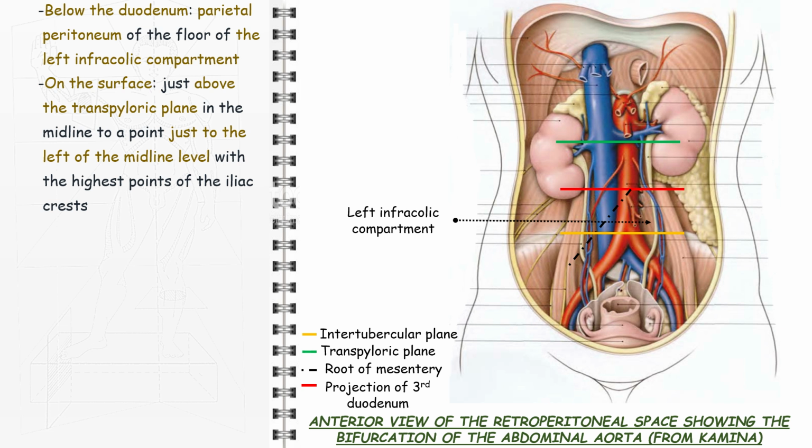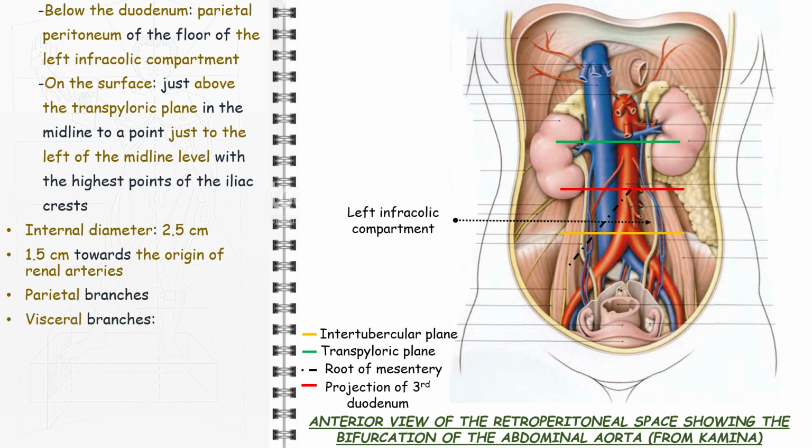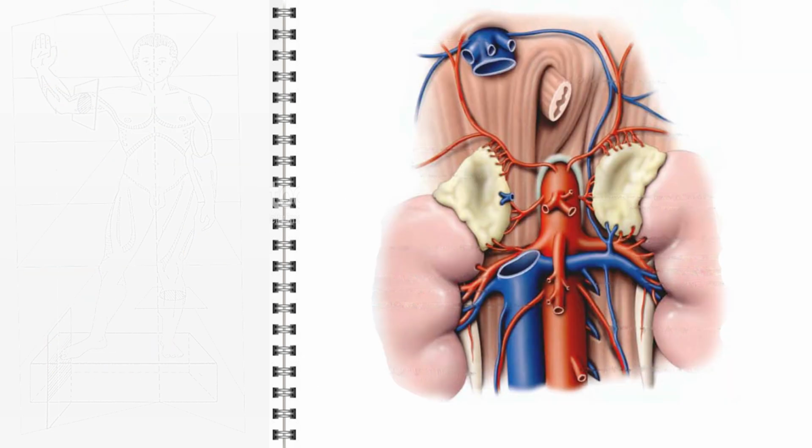The internal diameter of the aorta is about 2.5 centimeters. It decreases towards the origin of the renal arteries, where it does not exceed 1.5 centimeters. Below this point, it increases progressively in the adult. The abdominal aorta gives rise to two types of branches: parietal and visceral. The visceral arteries are either median and unique or lateral and paired. The end of the abdominal aorta will be developed later within the common iliac arteries.